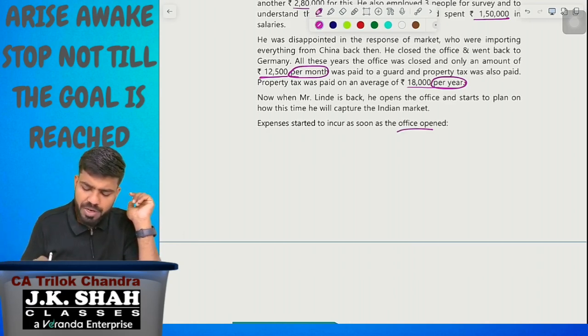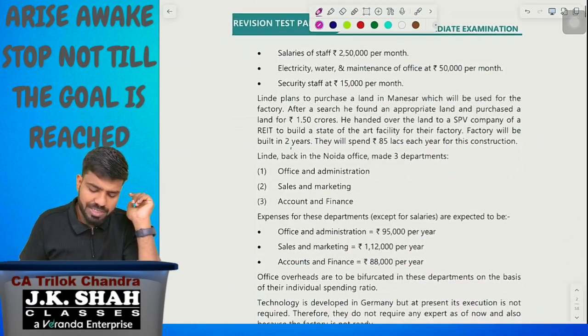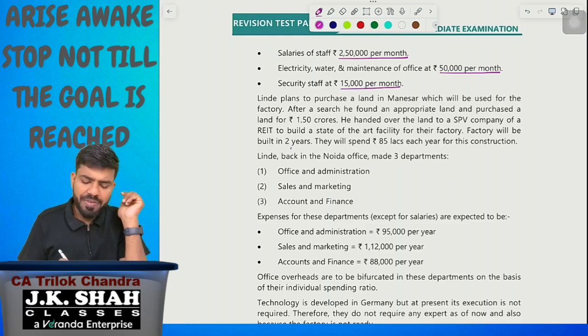Okay, now expenses started to be incurred as soon as the office opened. What are the expenses? Look at this. Salaries of staff 2,50,000 per month. Electricity, water, maintenance of office 50,000 per month. Security staff at 15,000 per month. So everything is given per month.